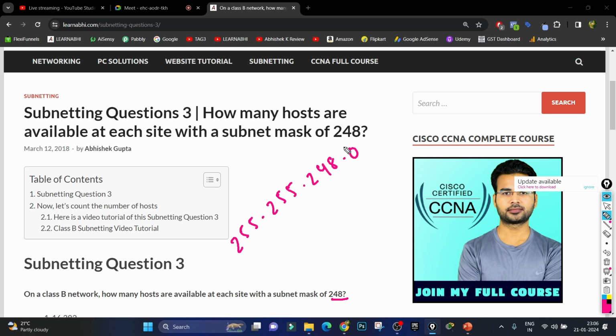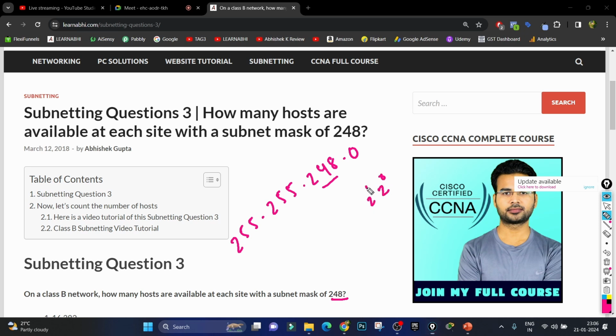So how many remaining host bits? Tell me. If it is 248, how many bits will remain in the host part? 255 minus 248 leaves 3 bits in that block. Just calculate from the right-hand side.